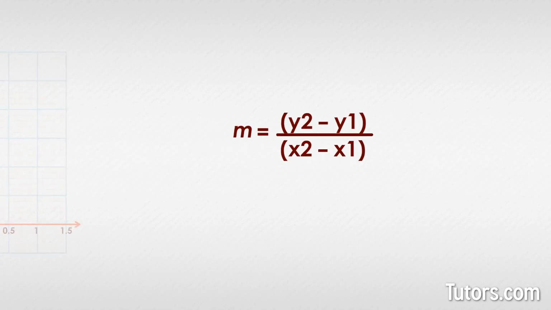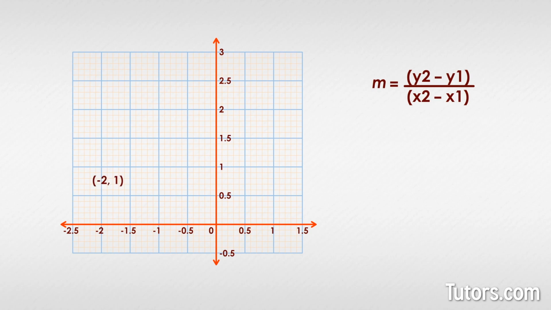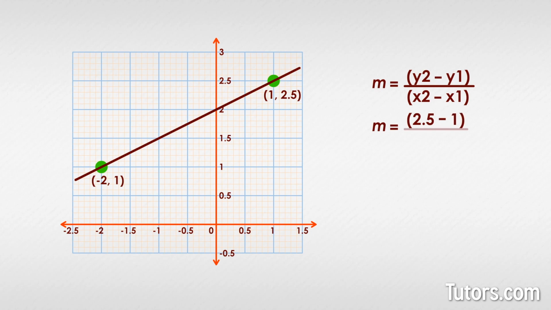To calculate slope, we use the equation m equals y2 minus y1 divided by x2 minus x1. A line with points at -2, 1 and 1, 2.5 will look like this. To measure the slope of this line, plug the 4 values into your slope formula and solve for m. If we do the math correctly, we get m equals 1/2.